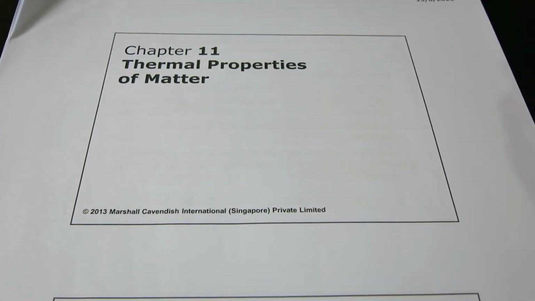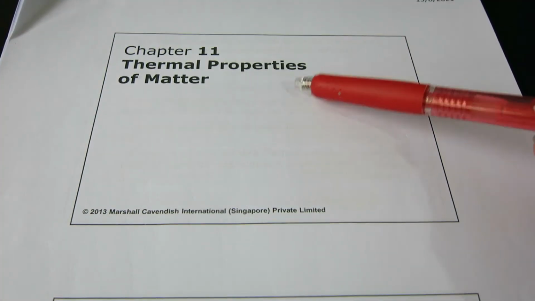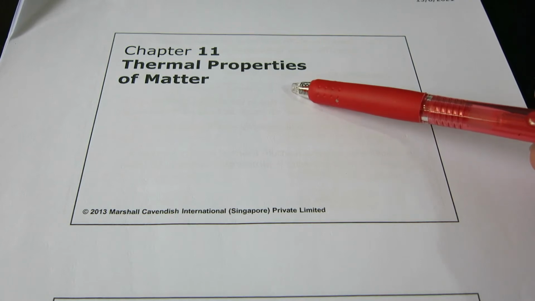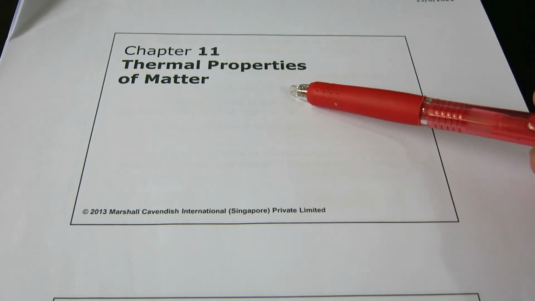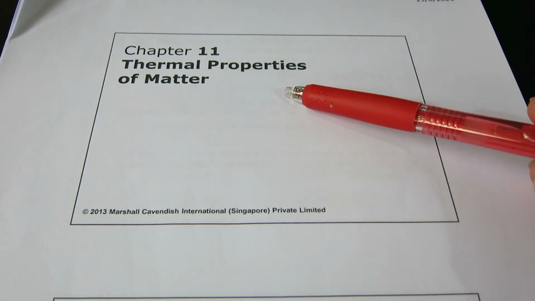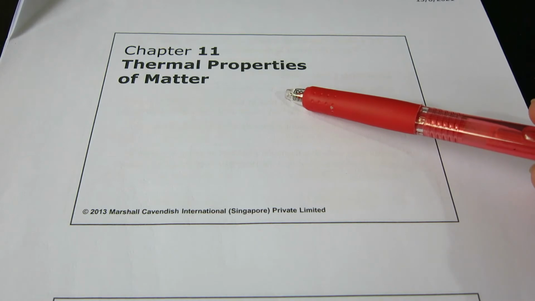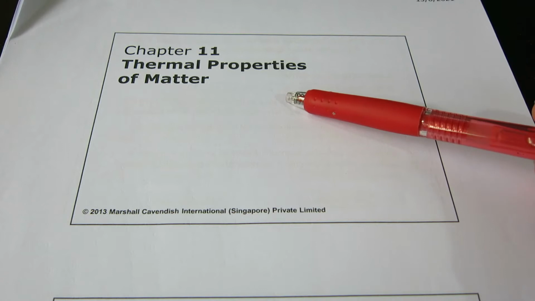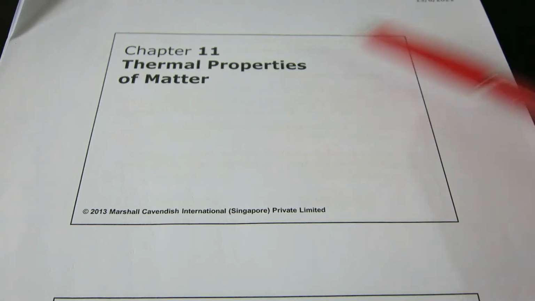Alright, hi guys. We'll be covering chapter 11, thermal properties of matter. Now I'll be first to tell you that this chapter is going to be the most mathematically involved you will encounter in your year 3. It will be challenging because there's a lot of new definitions, but the concepts are simple enough, I would say. So without further ado, let's just carry on with the chapter.